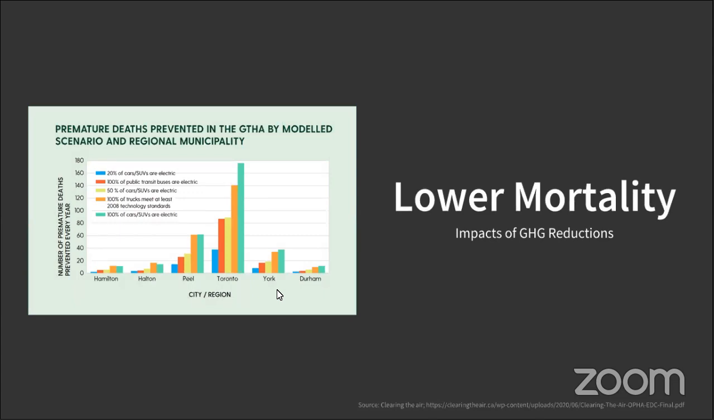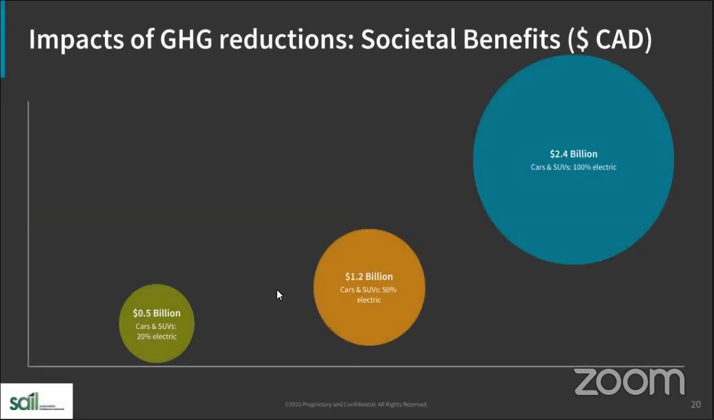In addition, the same study found that reductions of GHG emissions led to a lower mortality rate. As can be seen on the chart on the left, a 20% market share led to a combined 63 fewer premature deaths per year. So what are the impacts of GHG reductions? Societal benefits. Finally, fewer GHGs corresponded to a greater amount of money saved. Based on different scenarios of electric vehicle market share, the country of Canada could see between $500 million to upwards of $2.4 billion of societal benefits.